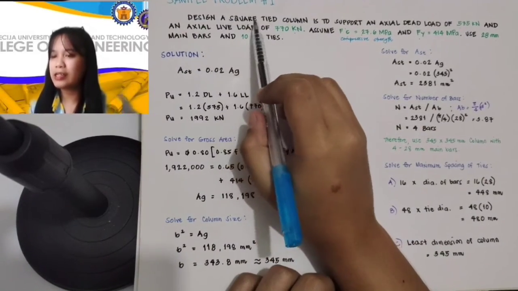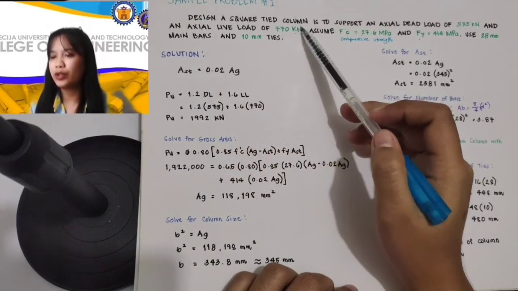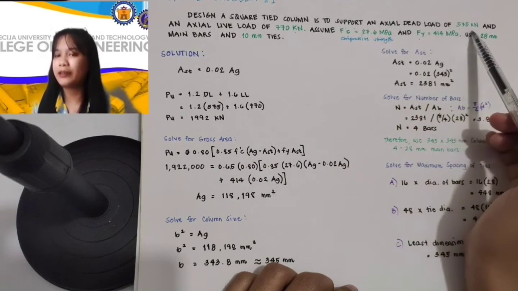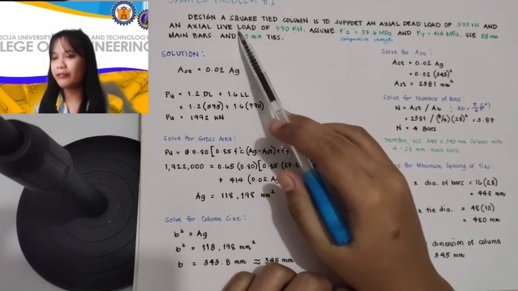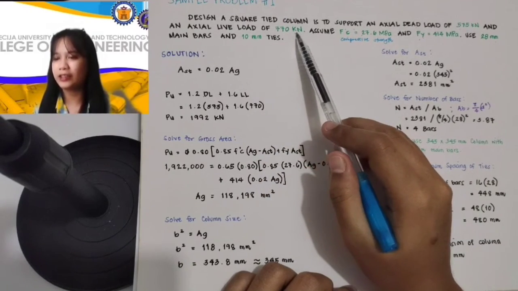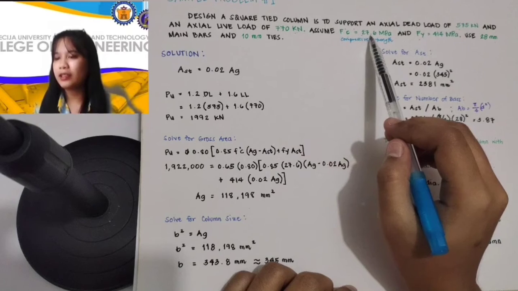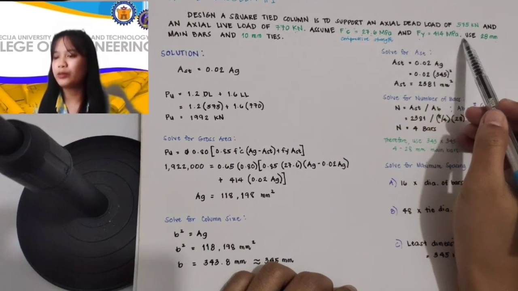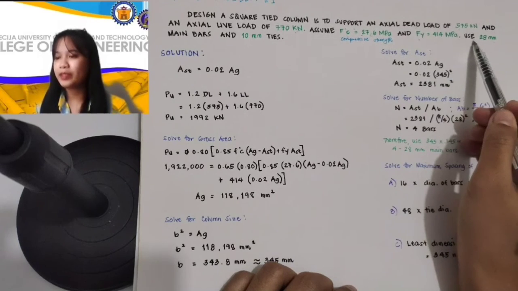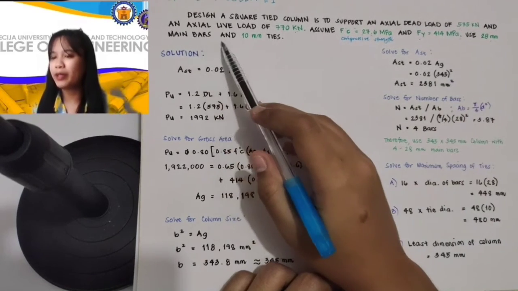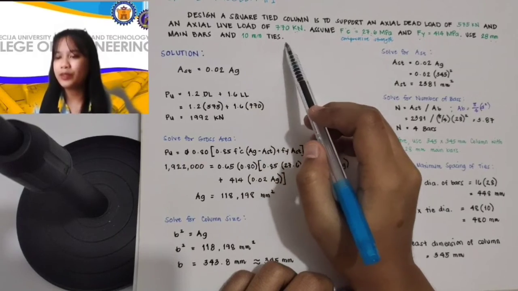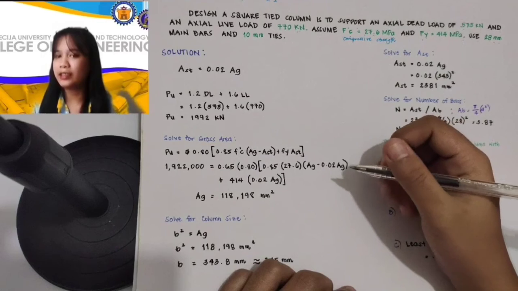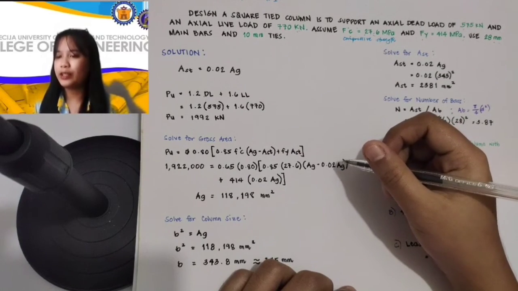Design a square tied column to support an axial dead load of 575 kN and an axial live load of 770 kN. Assume fc is equal to 27.6 MPa and fy is equal to 414 MPa, and use 28 millimeter main bars and 10 mm ties. Before we proceed to our solution, let us determine first the given values.